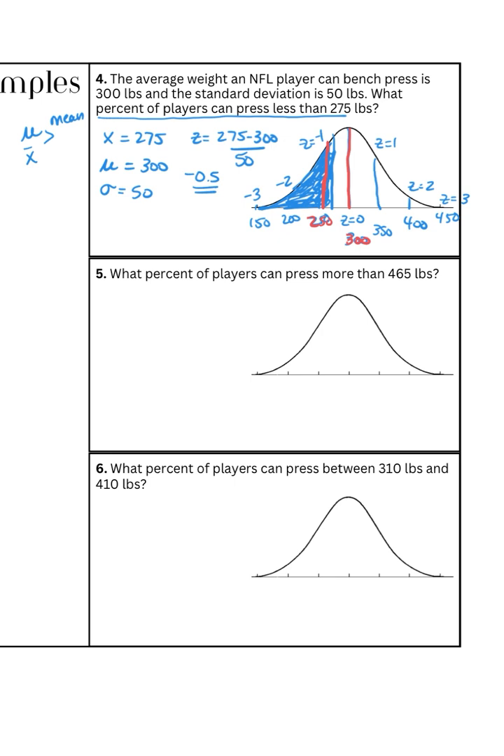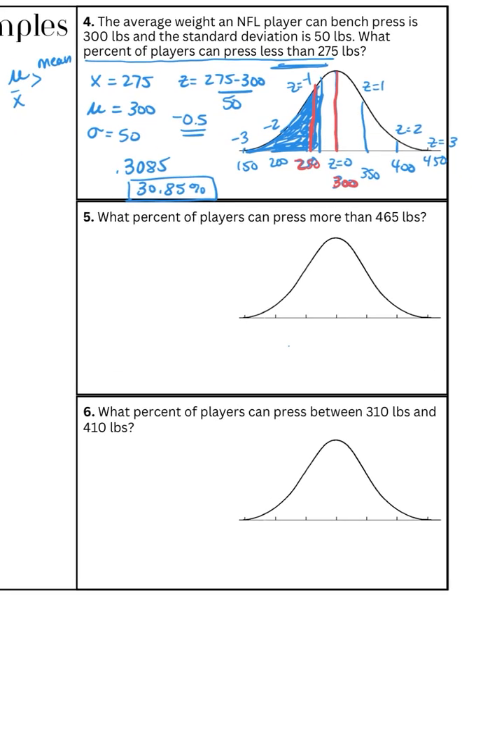And then we're going to go over percent. So 0.3085. You move the decimal over 2 places and you get 30.85%. So that's the percent that can lift less than 275.